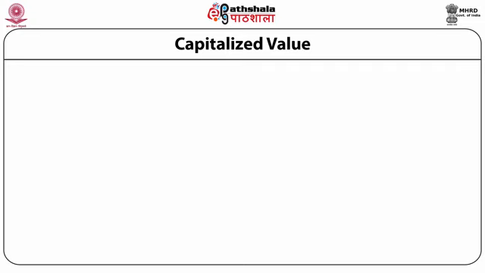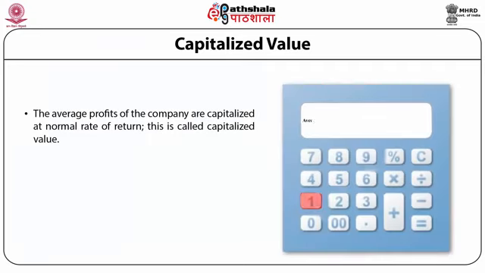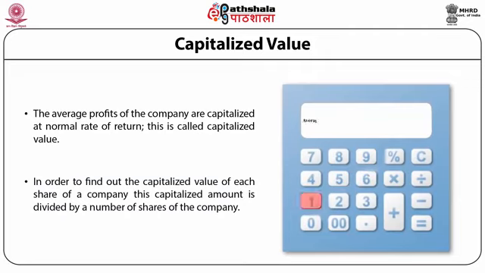Capitalized value. The average profits of the company are capitalized at a normal rate of return. This is called capitalized value. In order to find out the capitalized value of each share of a company, this capitalized amount is divided by the number of shares of the company.